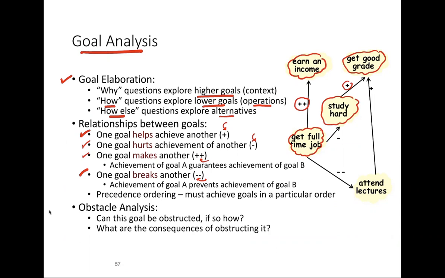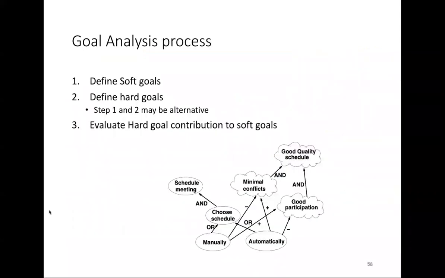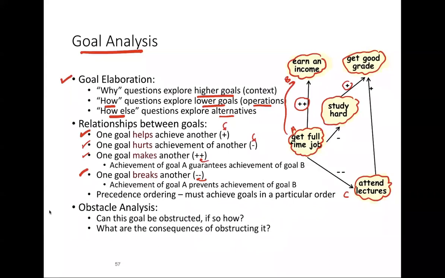So that means A is making B. So the achievement of A would definitely guarantee the achievement of B. On the other hand, let's assume this is attending classes or lectures is C. We say that if you got a full-time job, it will break the chance that you are attending classes. So that means the achievement of A would prevent the achievement of C. So this is very important to build a goal analysis, a goal model at the end.